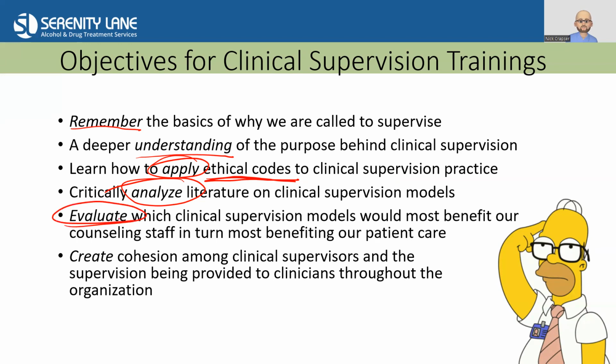Evaluate which clinical supervision models would most benefit our counseling staff and in turn most benefit our patient care. And we're going to go over those a little bit today as well. Those were extensively went over in the second part, but today we're going to go over the ones that are likely the most popular and the ones that we'll most likely see. And hopefully in total, this will have created some cohesion amongst our clinical supervisors and the supervision being provided to the clinicians throughout our organization.